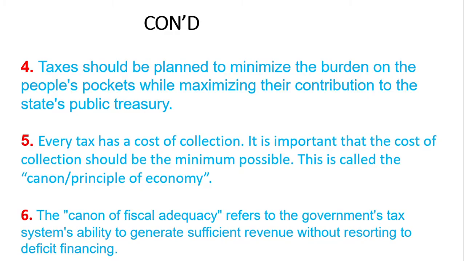Every tax has a cost of collection. Every tax has its own cost to collect. So it is important that the cost of collection should be the minimum possible. This is called the canon or principles of economy.